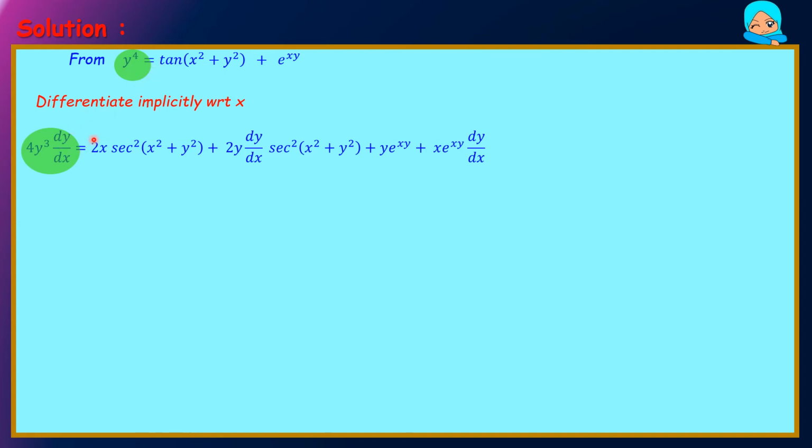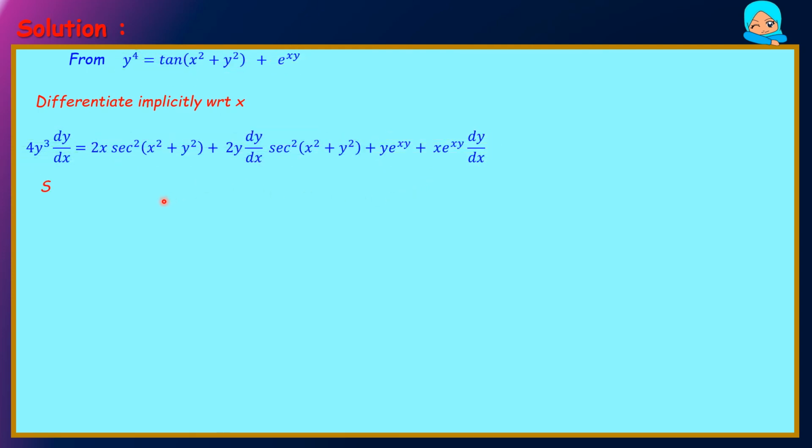And then equals to, when we differentiate tangent of x squared plus y squared from the previous slide, we have 2x sec squared of x squared plus y squared plus 2y dy over dx sec squared of x squared plus y squared. So we replace here. And then plus, from the previous slide, when we differentiate e to the power of xy, we have y e to the power of xy plus x e to the power of xy dy over dx. So we replace one by one.